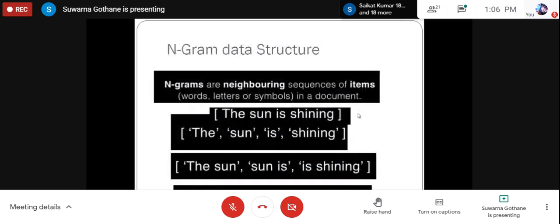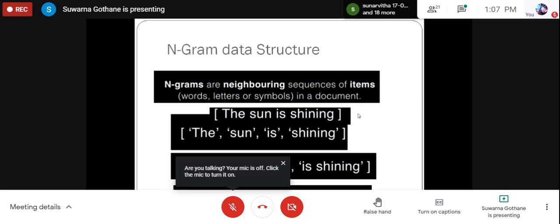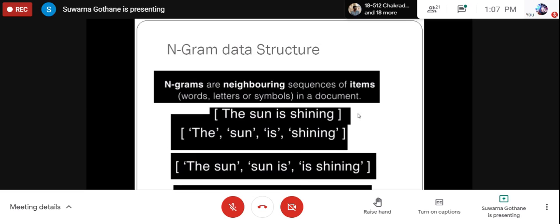So this is also one of the examples where we have broken the sentence by applying the concept of n-gram, such as unigram, bigram and trigram. So what exactly is an n-gram? How do you define the term n-gram? N-grams are a neighboring sequence of items. Neighboring means beside the words. For example, after "the sun" is going to come "is shining". So these are neighboring sequences, beside each other.